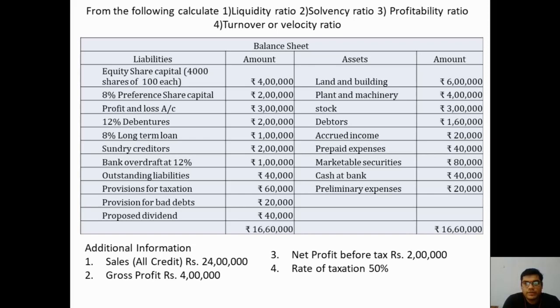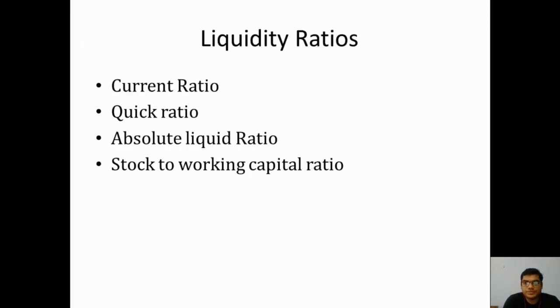From this question we have to calculate liquidity ratio, solvency ratio, profitability ratio and turnover or velocity ratio. Now let us calculate each of the ratios one by one, starting with liquidity ratios. In liquidity ratios, there are 4 ratios we can calculate in this problem: current ratio, quick ratio, absolute liquid ratio, as well as stock to working capital ratio. Let us solve one by one.